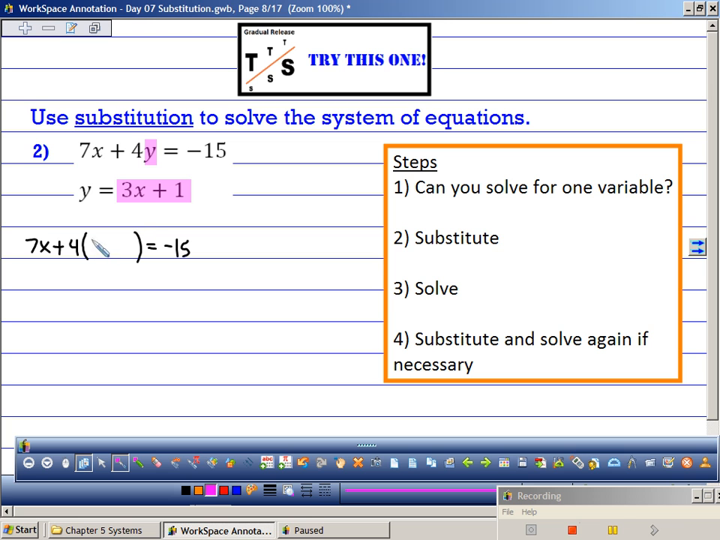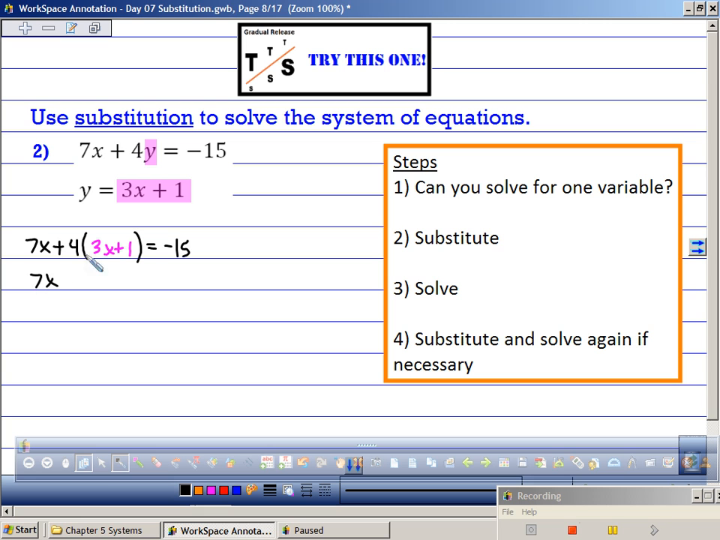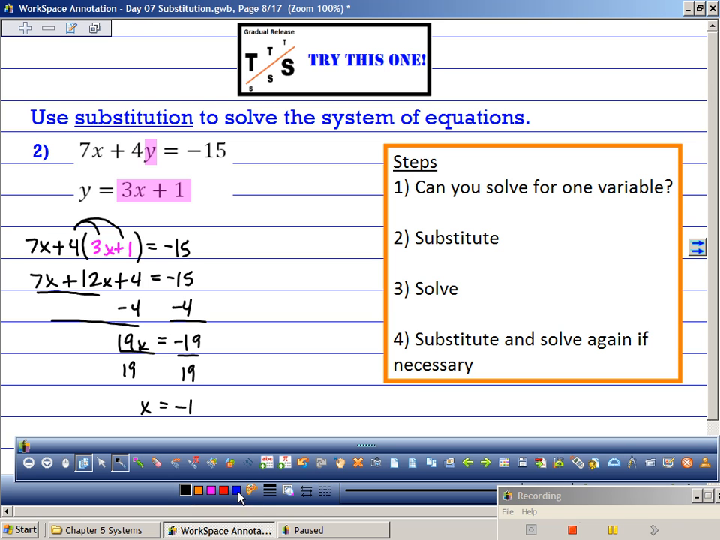Okay, so you should have substituted in 3x plus 1. Then I get 7x plus, after I distribute, I would get 12x plus 4 equals negative 15. Then I would subtract 4 from both sides. And as I'm subtracting 4, I'm going to go ahead and combine my terms. So that's 19x equals negative 19. So when I divide by 19, I get x equals negative 1. I'm going to take that and do what with it?